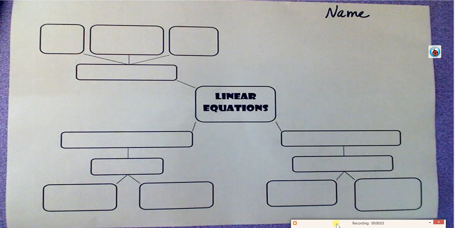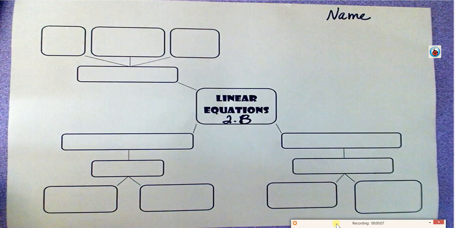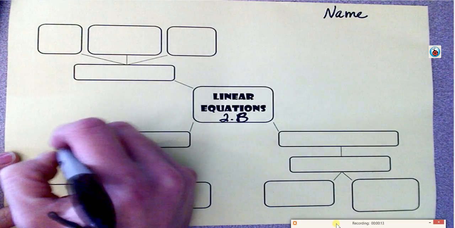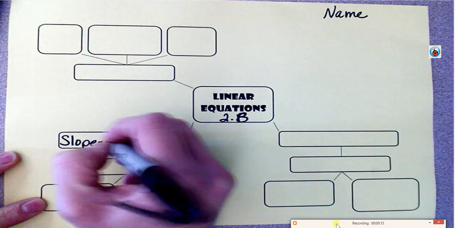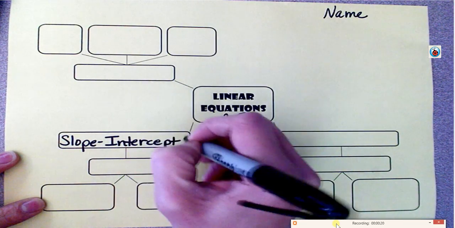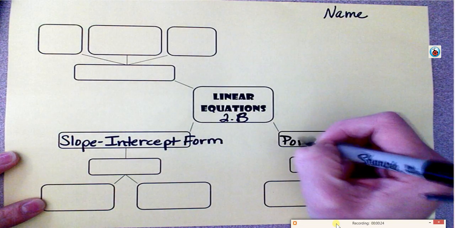Okay, linear equations, working on section 2.8. And for linear equations, the two forms that we've learned and that we've been talking about and reviewing have been slope-intercept form and point-slope form.